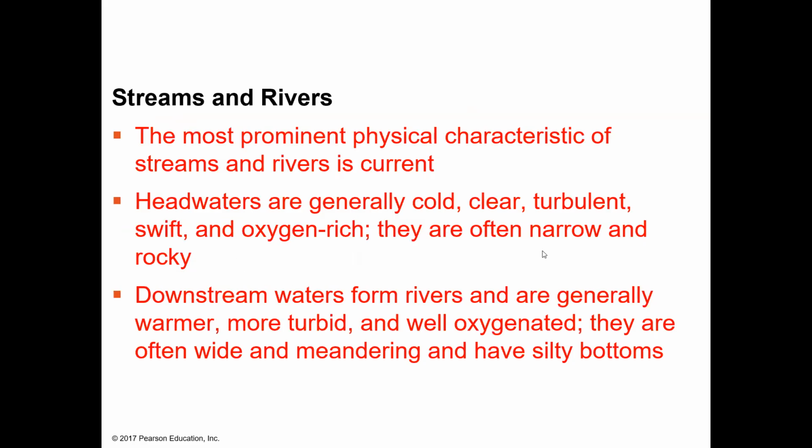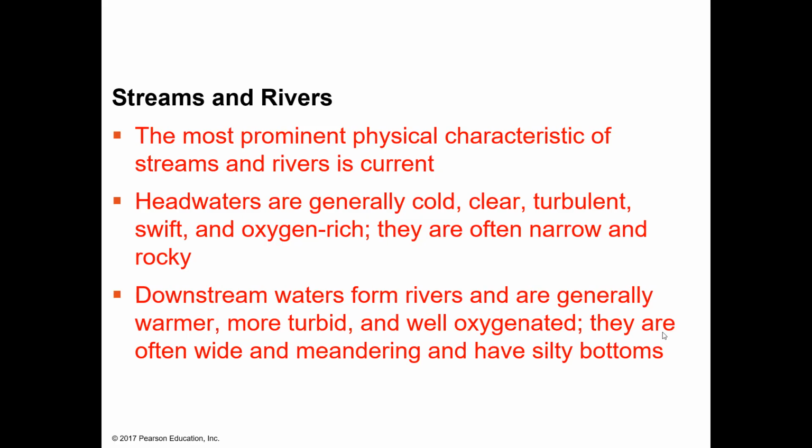Streams and rivers. Most prominent physical characteristic of streams and rivers is the current, so the movement of the water. Headwaters of streams and rivers, generally cold, clear, turbulent, and swift, and very oxygen rich. Often very narrow and rocky at the beginning of a stream or a river.